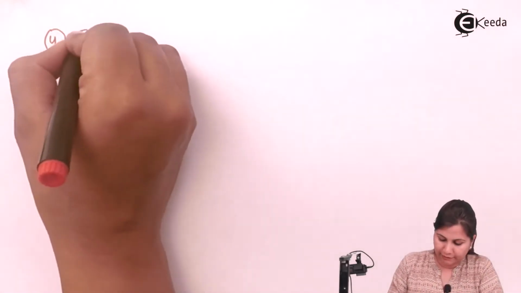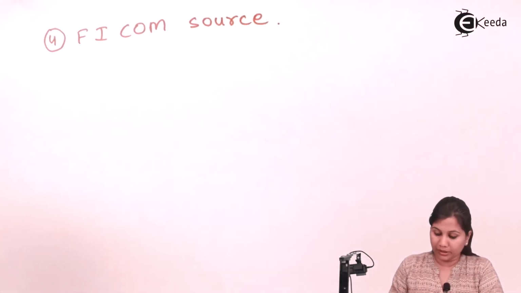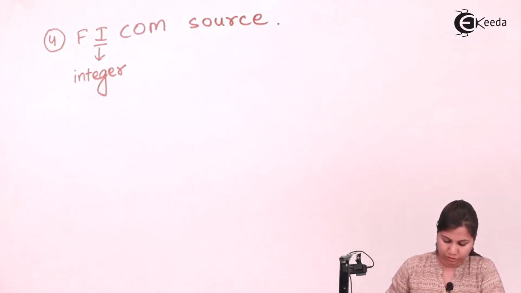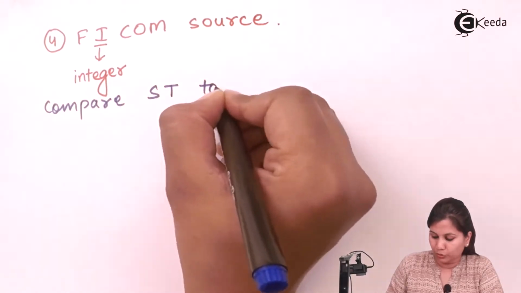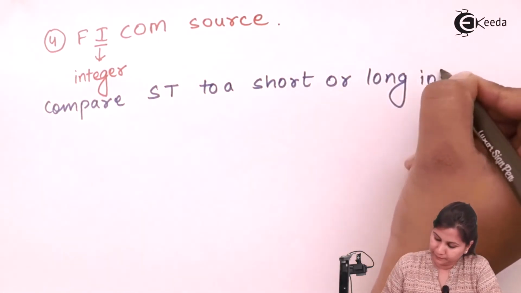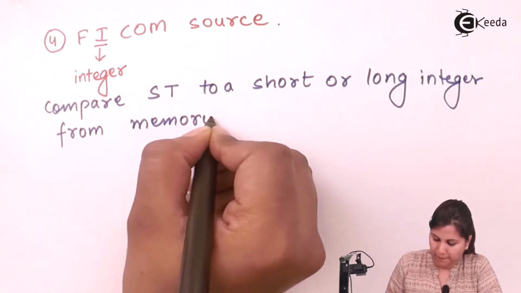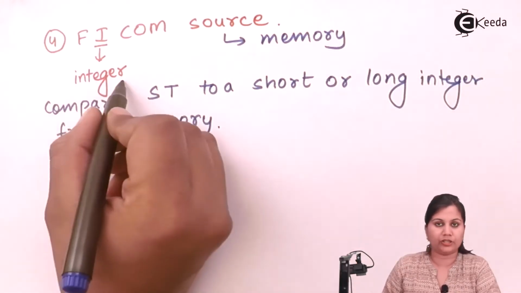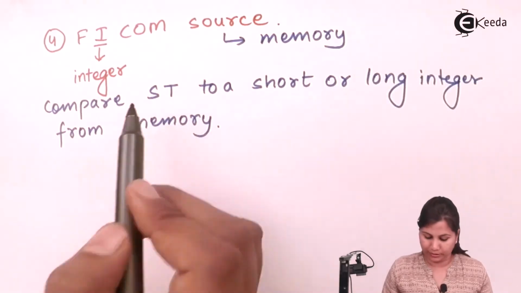The next compare instruction is FICOM source. Here I stands for integer. So this instruction is going to compare ST to a short or long integer from memory. Here the source is the memory. At that memory location some integer number is stored, either a short or long integer, and that integer is compared with the ST.